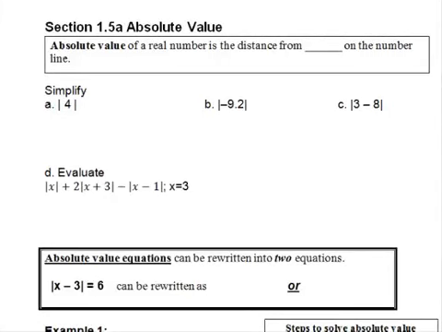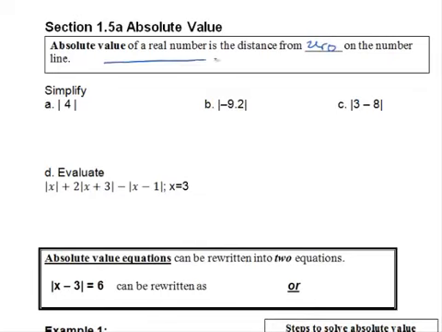Today we're going to look at absolute value, which is a function in mathematics that has its own definition, and it comes into play when we're solving equations and also for graphing. So absolute value is something that's defined for a real number. The absolute value of a real number is the distance from that number to 0 on the number line.